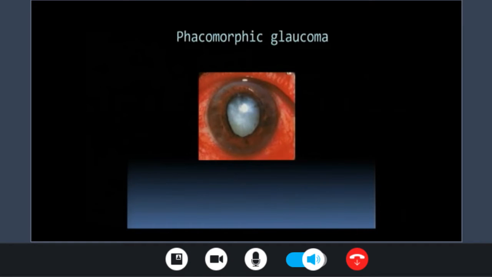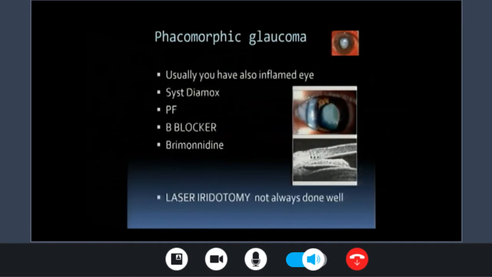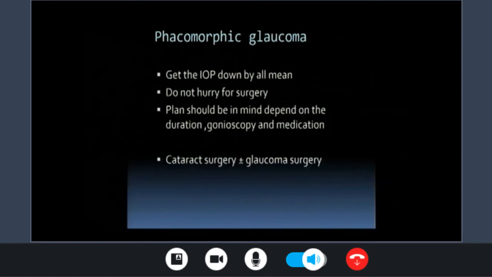Phacomorphic glaucoma is another entity, a terrible type of glaucoma. Usually you have an inflamed eye. You start with systemic Diamox, beta blocker, and brimonidine. Laser iridotomy is not always done well, or sometimes it is difficult to do. You should get the IOP down by all means, and don't be in a hurry for surgery in these cases because the eye is severely inflamed. Your plan should be in mind, depending on the duration of the attack, gonioscopy, and the medications. And definitely the definitive treatment is cataract surgery plus or minus glaucoma surgery.